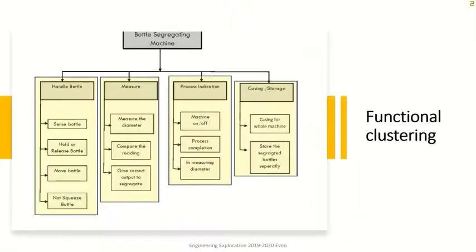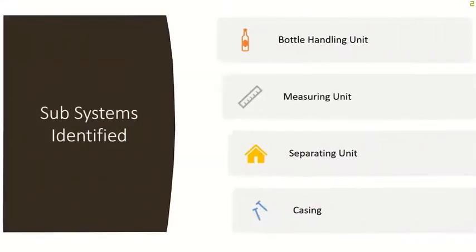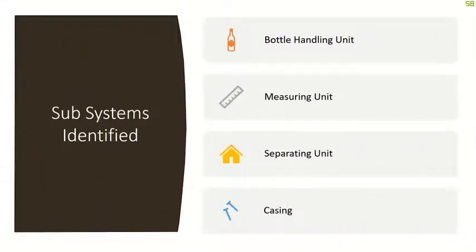Function clustering. Firstly, it should sense the bottle, then move the bottle to the appropriate destination where the diameter is measured. Later, the machine should indicate the diameter measurement to be completed, and then the bottle should be moved towards its particular segregating box. The subsystems identified are bottle handling unit, measuring unit, separating unit, and casing.